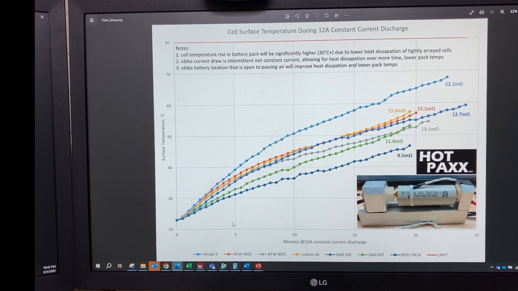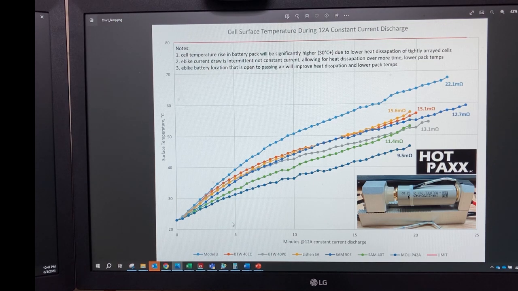The second point that I noted here was that this is a constant current, 12 amp constant current discharge test. On an e-bike, you don't see a 100% duty cycle like that. Usually you're on the throttle and off the throttle. And so rather than completely discharge the pack over a time of 20 minutes, you discharge the pack over 40 minutes or an hour, and because it has more time, that's more time for the heat to get out of the pack, so the pack temperatures wouldn't be as high.